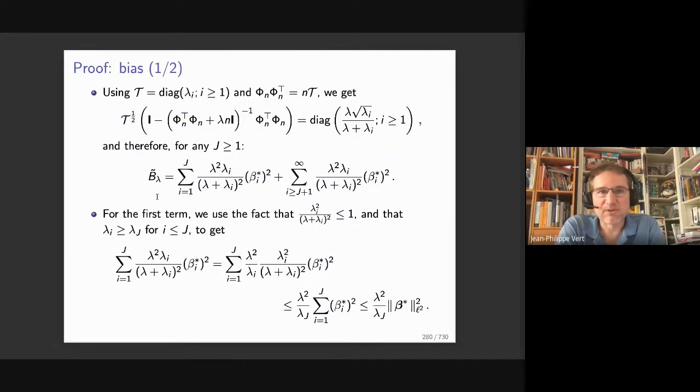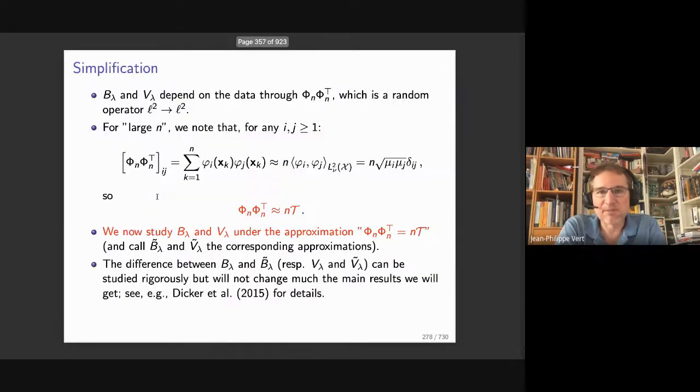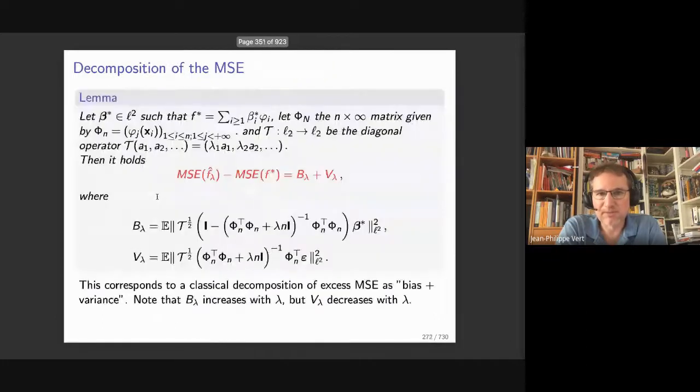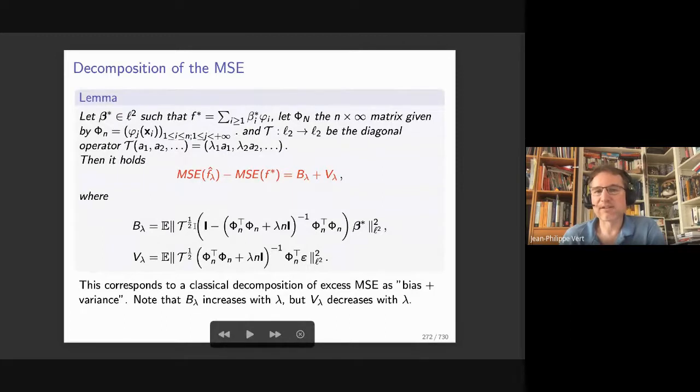Okay, so here is, for example, the bias. So let me maybe come back to the expression of the bias, right? So the bias is here. So remember here that I said we will assume that phi n transpose phi n is not random anymore, but it's equal to a matrix, which in fact would be nt. Then the expectation disappears. There is nothing random anymore. And so what we need to upper bound is just the small L2 norm of this big thing, okay?